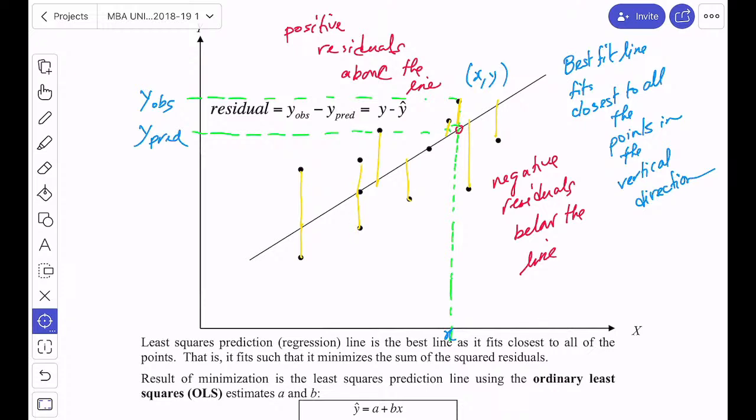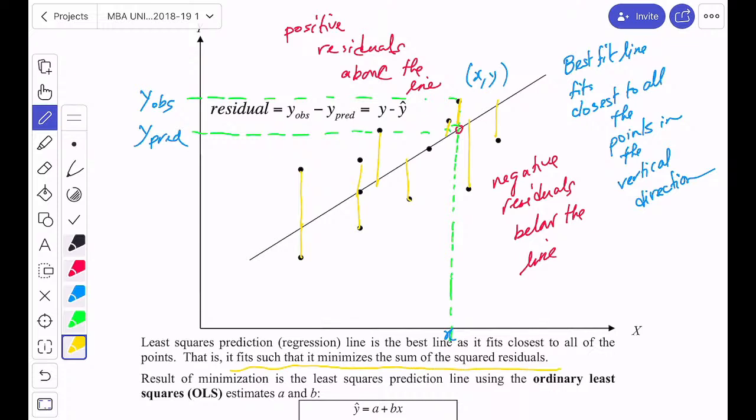So we want to minimize the residuals, but not precisely the residuals. We have to be careful because some residuals are positive and some are negative. So what we end up doing, just like we did with the standard deviation and calculating the variance first, we had to square the deviations from the mean. In this case, we have to square the residuals to remove the negative sign. And what we are going to do is pick the line that fits such that it minimizes the sum of the squared residuals.